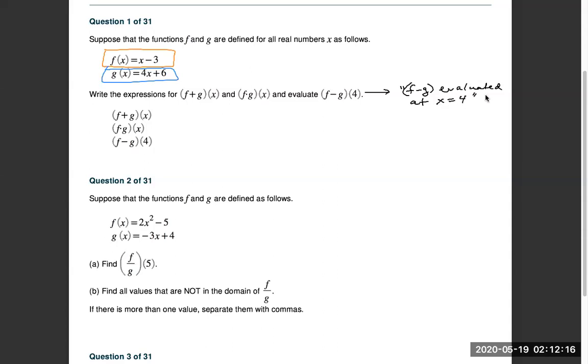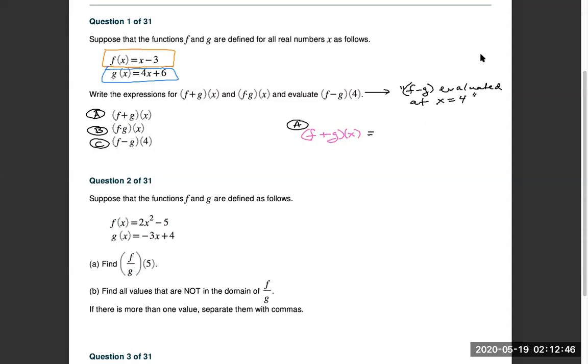Okay. So let's call this number 1, number 2, number 3. Actually, let's call it A, B, and C so we don't get mixed up with the numbers here. A, B, C. So for part A, trying to find f plus g of x.